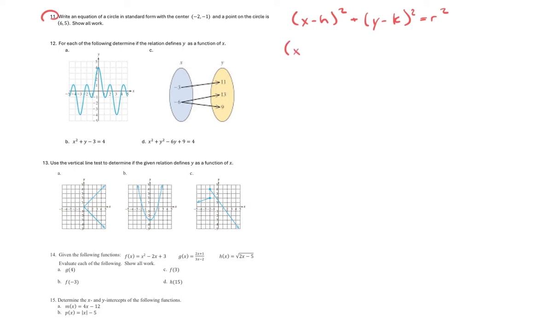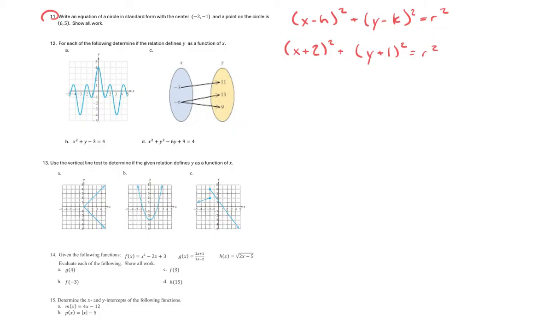We know that we're going to have x minus -2, which becomes plus 2 squared, plus y minus -1 becomes plus 1 squared equals our radius squared. So now we need to figure out what goes right here. And to do that, we're going to use this point that we were given. So if I plug this point in, then I'll have just r as an unknown, and I can solve.